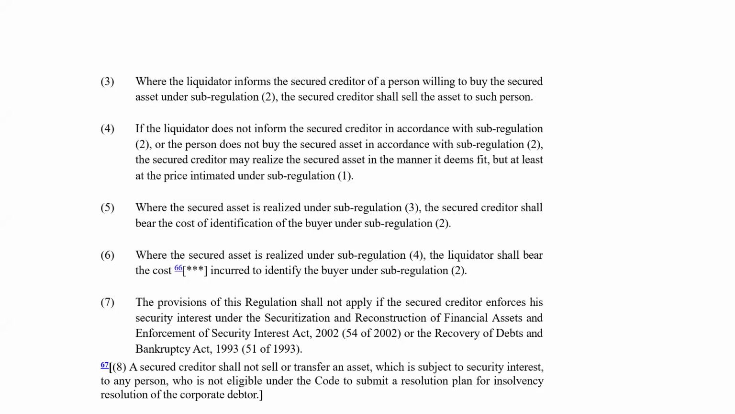This is the meaning. Cost of identification means what? Cost of identification could be cost of public advertisement, cost of preparing a marketing strategy, and so on. Right? The provisions of this regulation shall not apply if the secured creditor enforces his security interest under SARFAESI or RDB. So it says provisions of this regulation shall not apply. That means all these provisions will not apply if the enforcement of security interest is done in case of SARFAESI or RDB. So then he has not to share all these things.